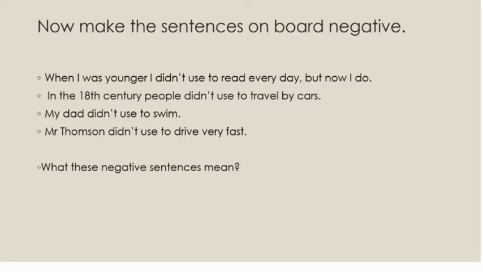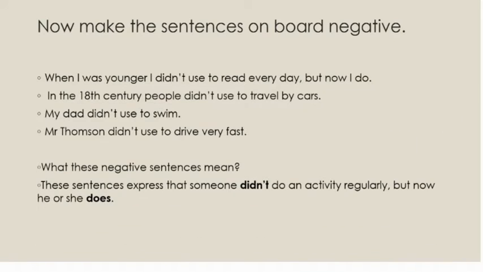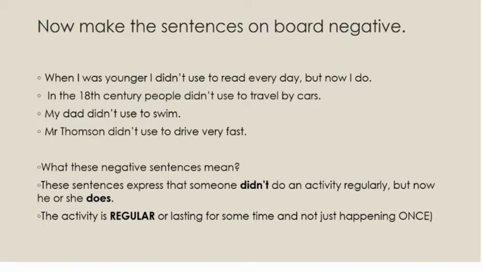What do these negative sentences mean? These sentences express that someone didn't do an activity regularly, but now he or she does. So these are the opposite of the sentences that we read earlier. The activity is regular or lasting for some time and not just happening once.